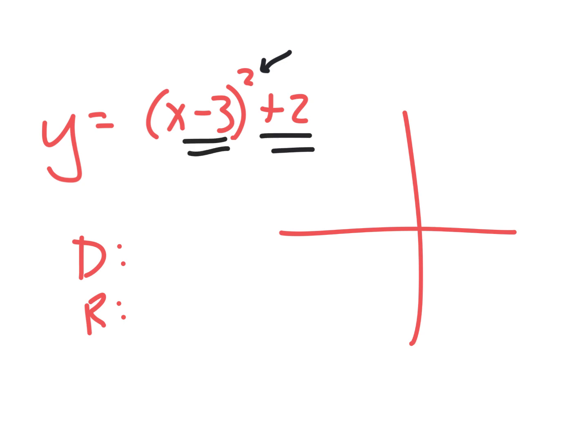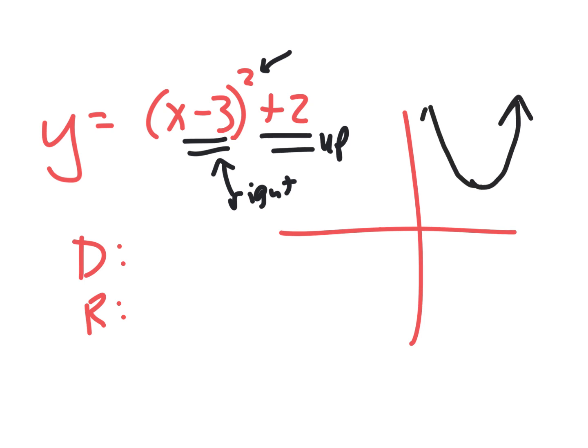If you haven't been diligent about taking notes on this, do it now. Right 3 and up 2. And if their signs had been reversed, then they would have been going the other way. All right, so this parabola is right 3 and up 2, so I'm going to say that that's right 3 and up 2.